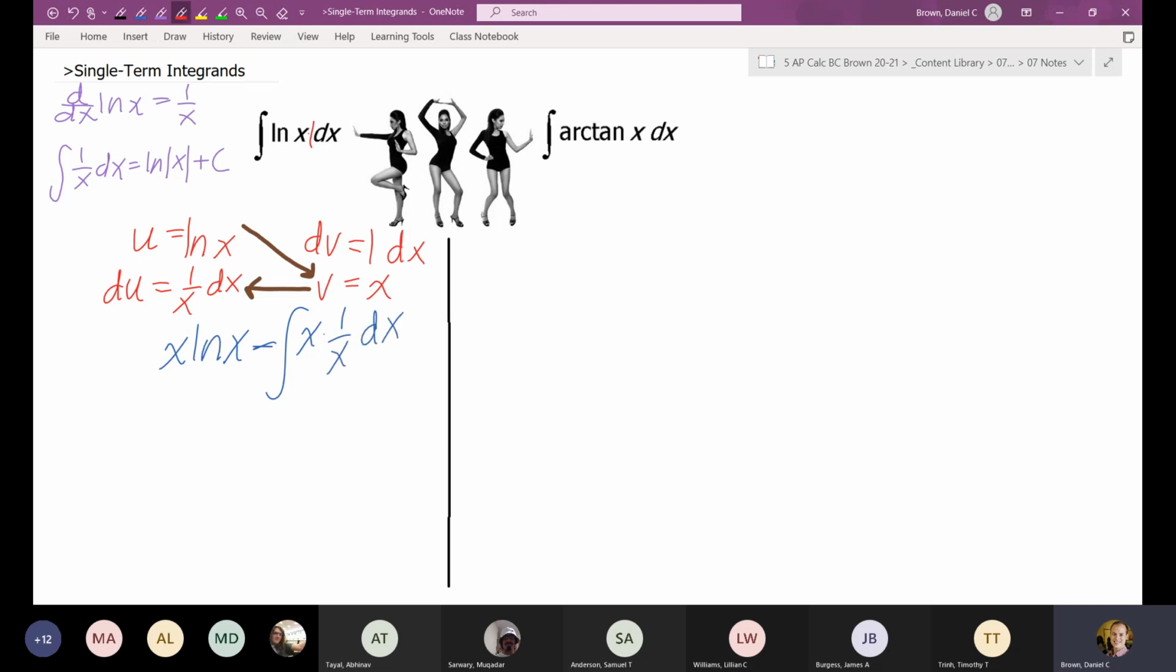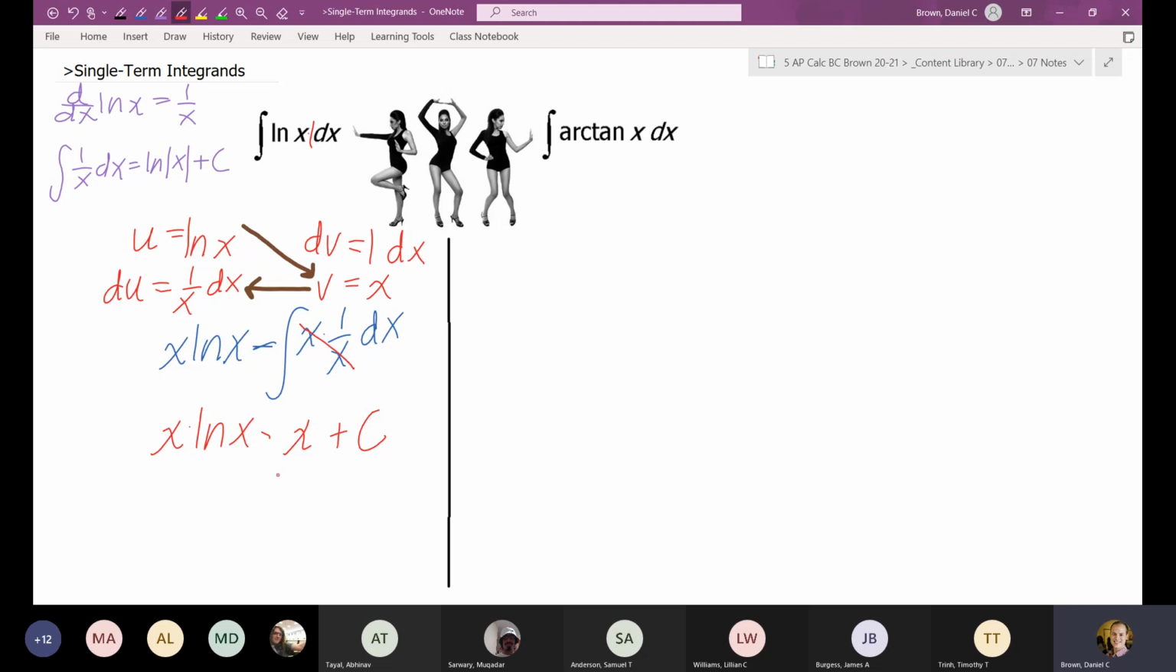Definitely can simplify this before integrating that integral, bringing down that first term, x times the natural log of x minus, well, the x times 1 over x is just 1. What's the integral of 1? Just x, and then don't forget your plus c.